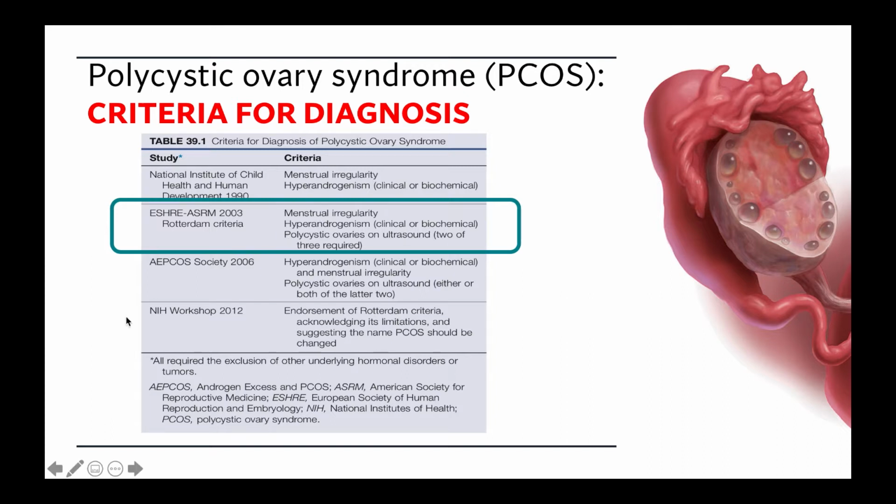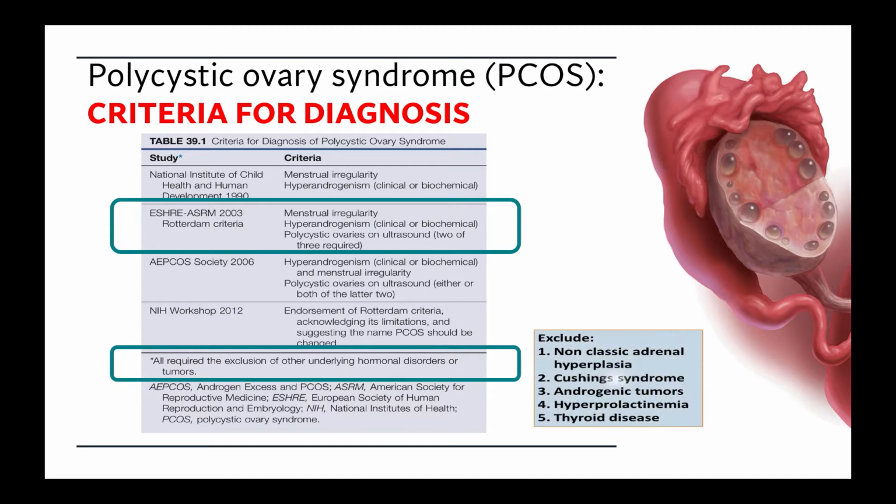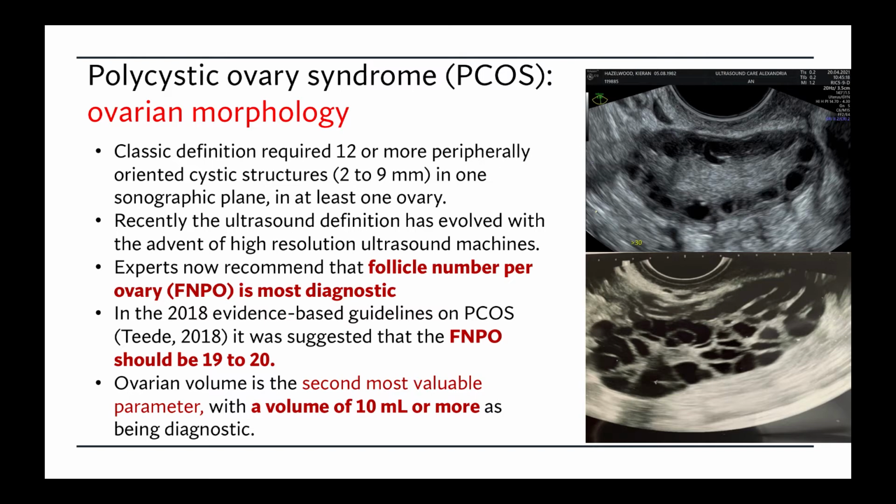However, the caveat to this is that we have to exclude all other underlying hormonal disorders or tumors that might have the same manifestations as PCOS, and this includes the following. Now let's talk about each criterion of PCOS.